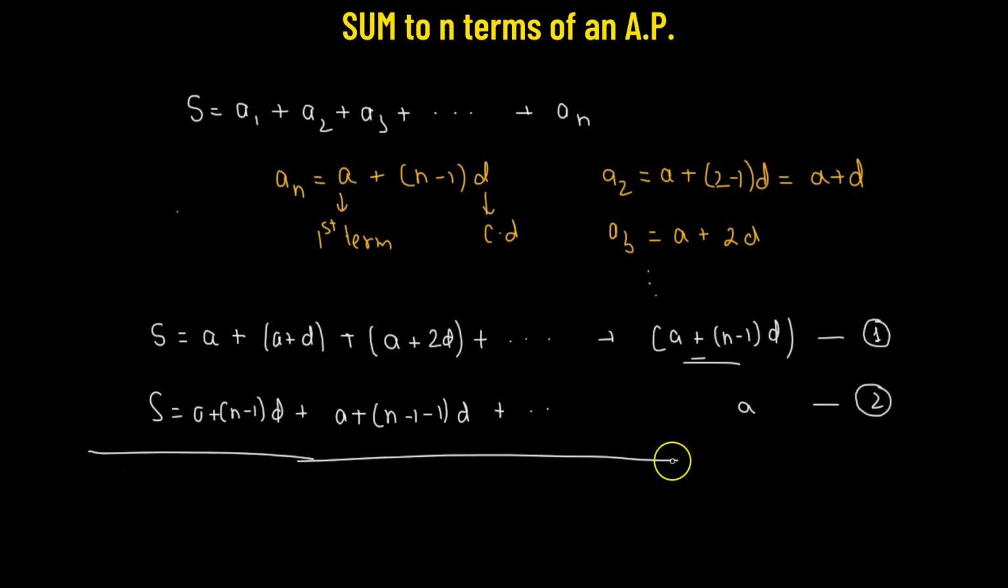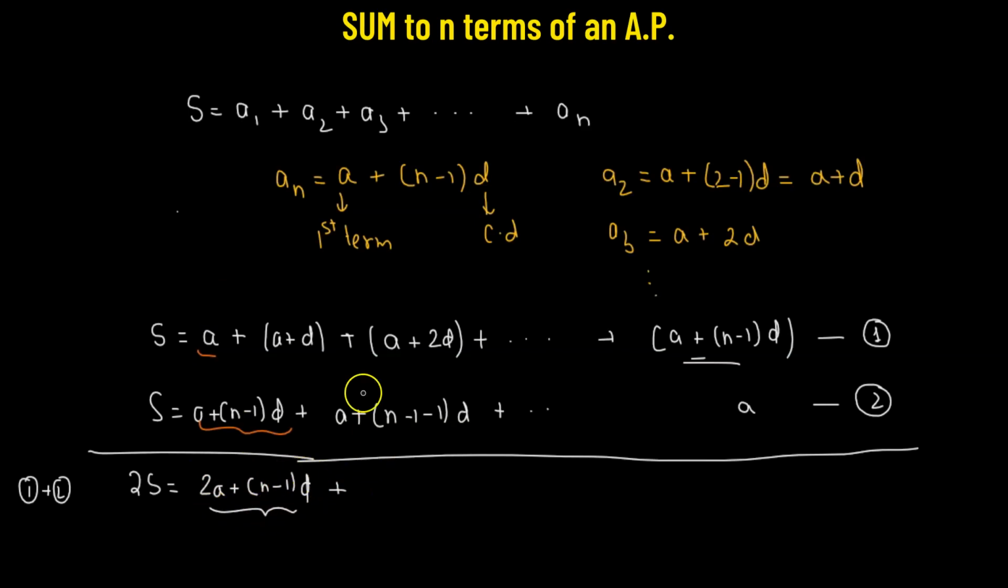Now that we have equation number 1 and 2, we're going to add equation number 1 to equation number 2, such that we get 2 times S equals to. So here we are going to add this first term to this first term. That means we are going to add the corresponding terms. So we get 2a plus n minus 1 times d. So this is going to be our first term. Plus now we're going to add the second term to the corresponding second term of equation number 2. So here we also have 2a plus n minus 1 times d. Right. Similarly, we'll see that our third term is also going to be equal to 2a plus n minus 1 times d, and this will continue all the way up to the last term.